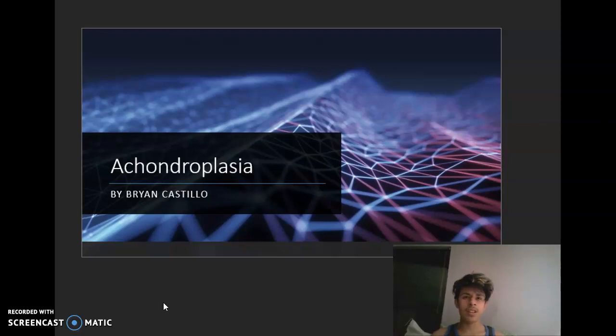Basically, this condition leads to dwarfism. It is a mutation in the gene that limits the bone structure. Now, let me get more into it.